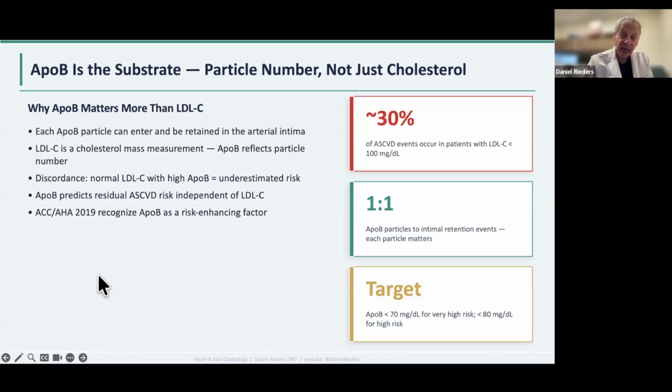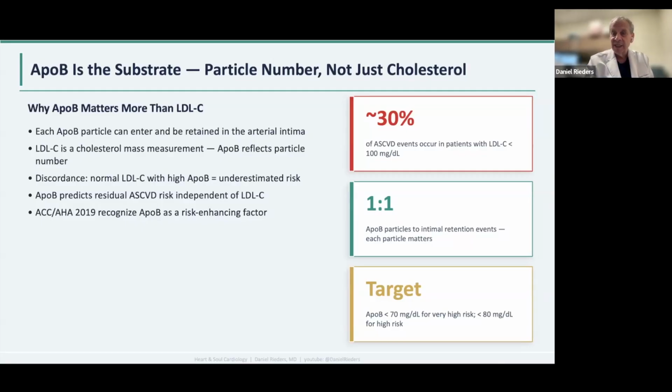So as a sidebar, measuring something called lipoprotein A, sometimes they measure the weight, but here again, getting the lipoprotein A particle number is more predictive than the weight. So that's something to remember. I hope I talk about this when we talk about lipoprotein A.